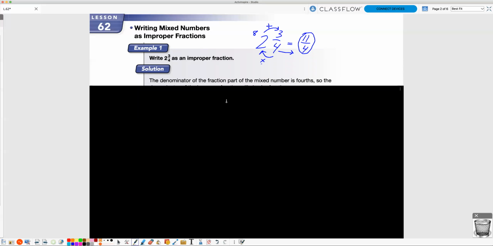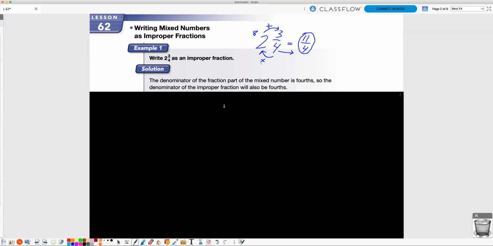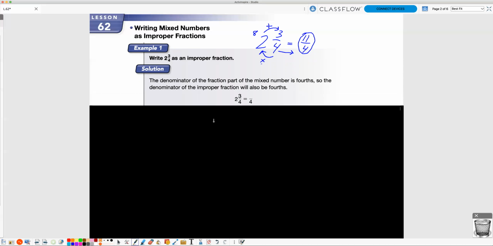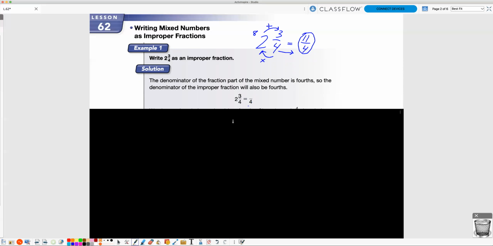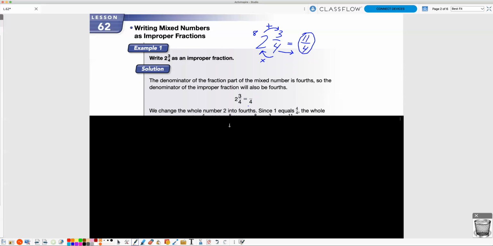The denominator of the fraction part of the mixed number is fourths. So the denominator of the improper fraction will also be fourths. So 2 3/4 will change into an improper fraction with a denominator of 4. We changed the whole number 2 into fourths because if you had 2 wholes and you want them to be split into 4 also, that's now 8. You have 4 times 2 is 8.